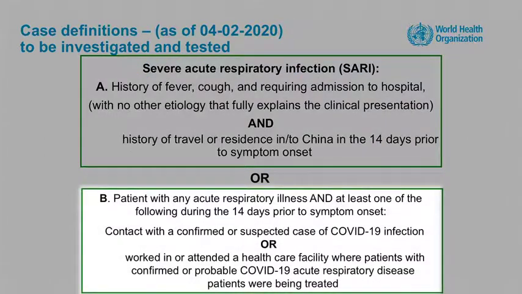Or patients may present with acute respiratory illness and at least one of the following during the 14 days prior to symptom onset. Either contact with a confirmed or suspected case of COVID, or have attended a healthcare facility and cared for COVID-19 patients. So this is the end of Module 2.